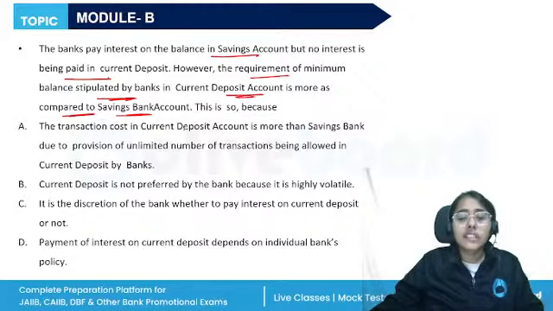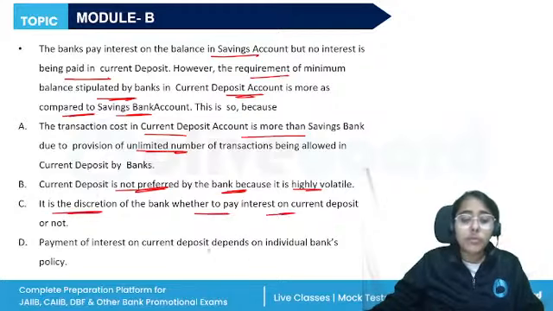The transaction cost in the current deposit account is more than the savings bank due to the provision of an unlimited number of transactions. The current deposit is not preferred by the bank because it is highly volatile. It is at the discretion of the bank whether to pay interest on current deposit or not. Or option D, payment of interest depends on the individual bank's policy. So C and D are definitely incorrect.